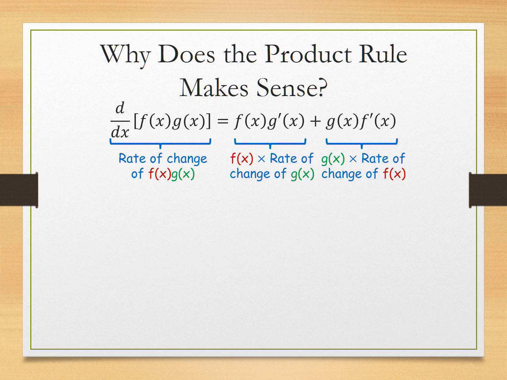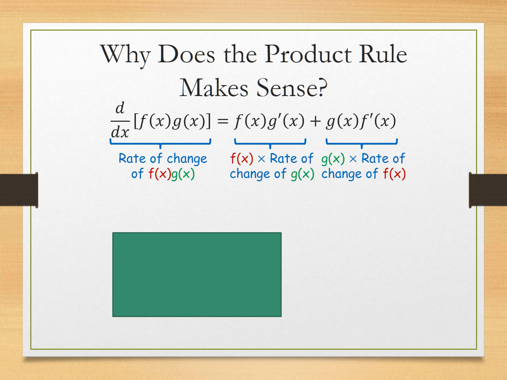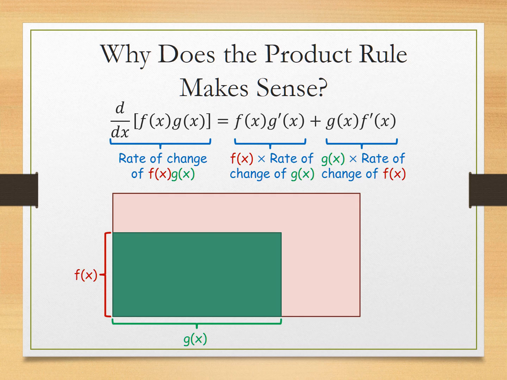If you look at it this way, you have two functions multiplied together. What would be the best way to represent them graphically? An area. You have f(x) as the height, g(x) as the width. f(x) times g(x) would be the area, and this area is changing. You're interested in finding out the rate of change of this area. The increase in height is f prime(x). The increase in width is g prime(x).